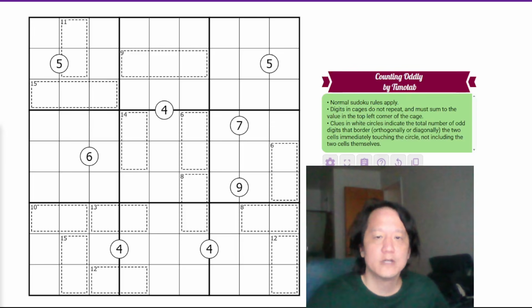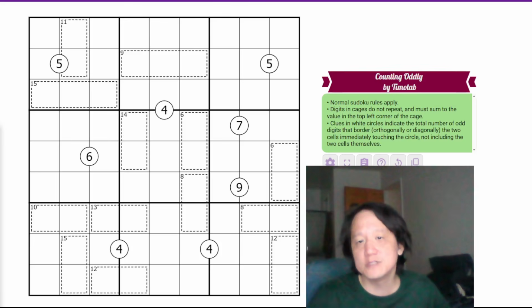Hello everyone, I'm Frank and welcome to Learn How to Sudoku, where we take a very easy variant Sudoku puzzle and we break it down in detail so that you can learn how to Sudoku. Today's very easy puzzle is called Counting Oddly by Timotab, and here are the rules.